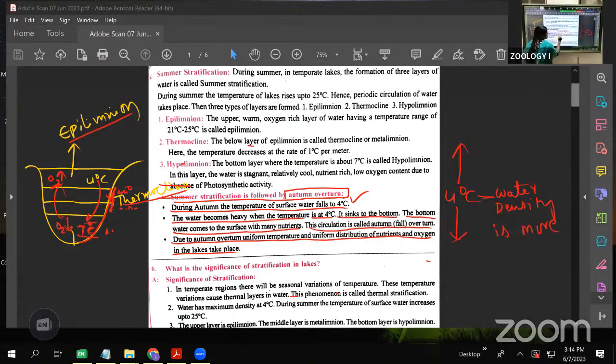Due to the overturn, uniform temperature is distributed through the water, and uniform distribution of the nutrients and oxygen takes place. Clear? This one is about the summer stratification.